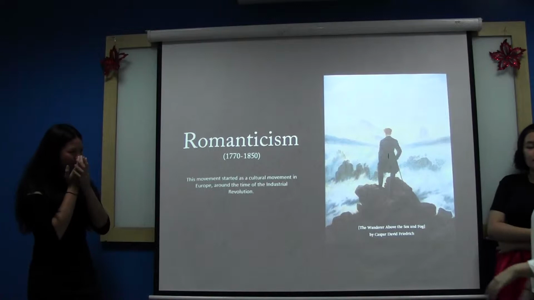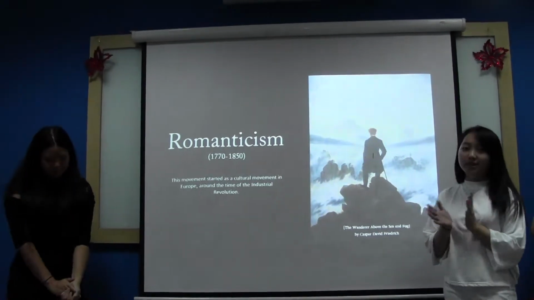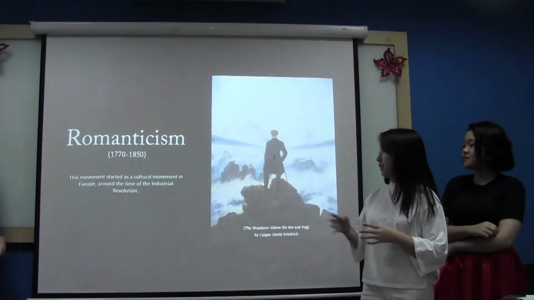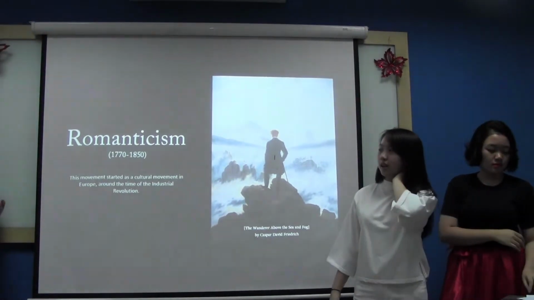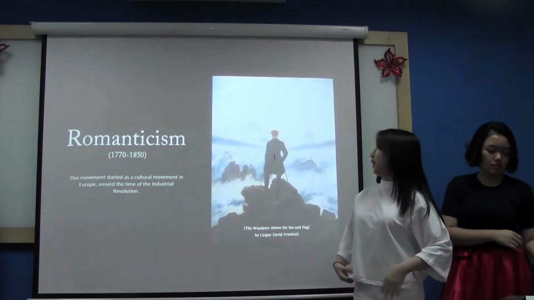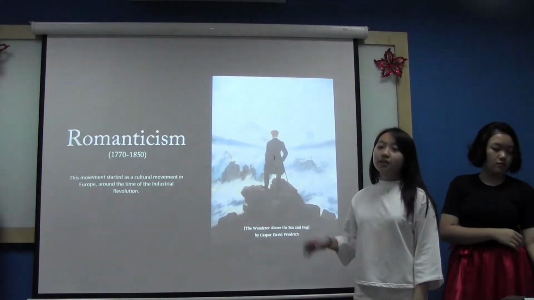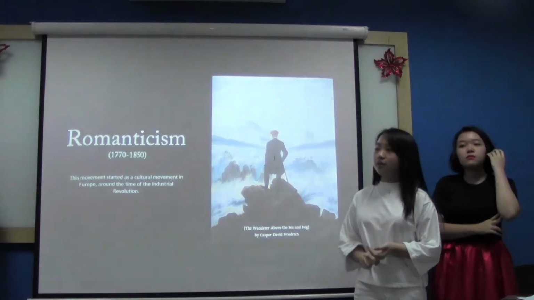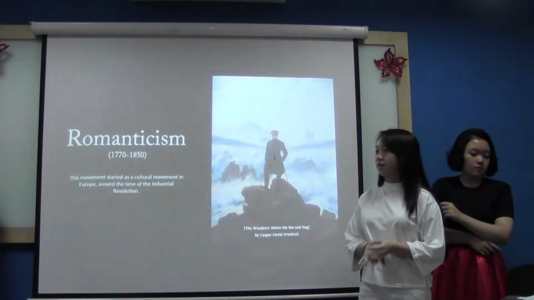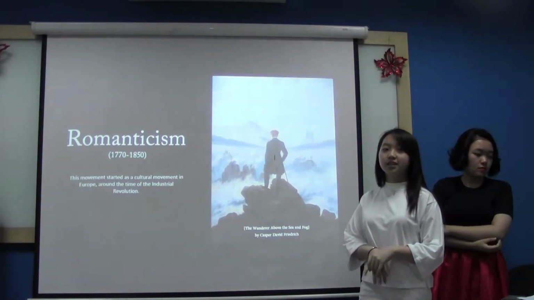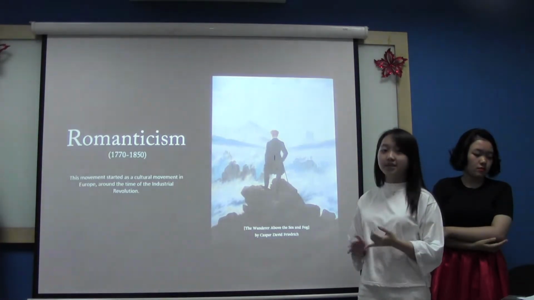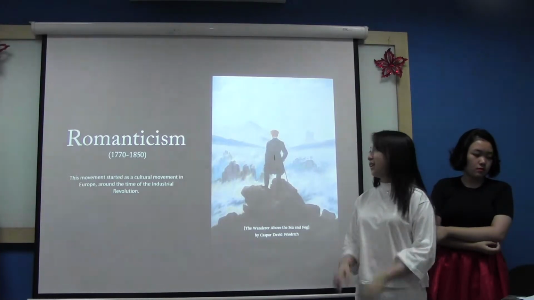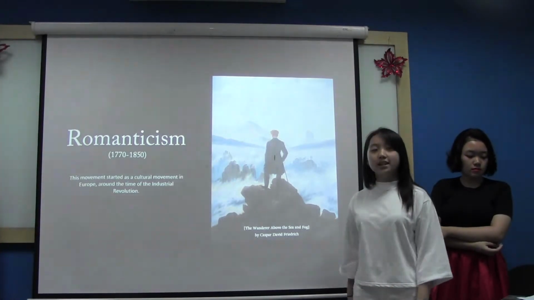Okay, next is Romanticism. Romanticism started as a cultural movement in Europe around the time of the Industrial Revolution. Actually, Romanticism didn't start as a visual type of art. It started as a new literary type of art, so it was literature first, then visual. It started to become more popular in visual art around the early 18th century.